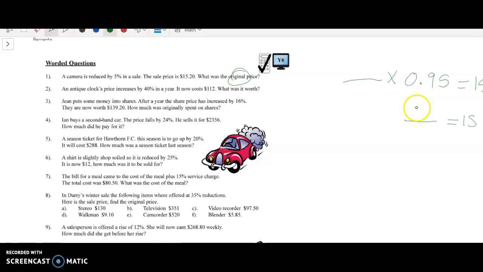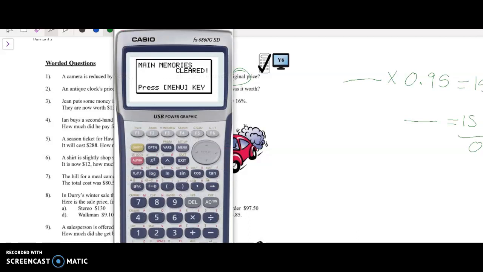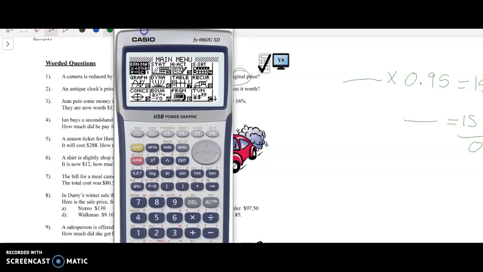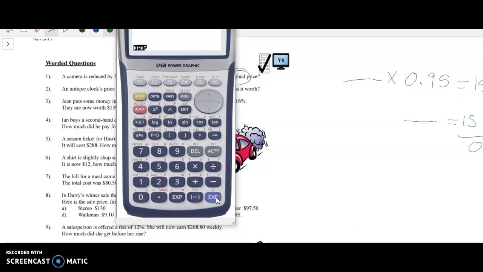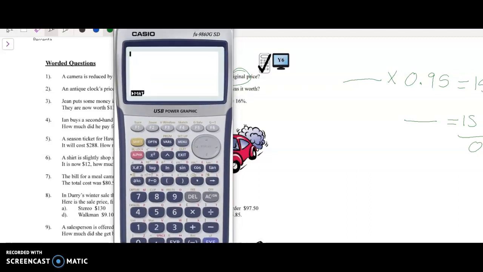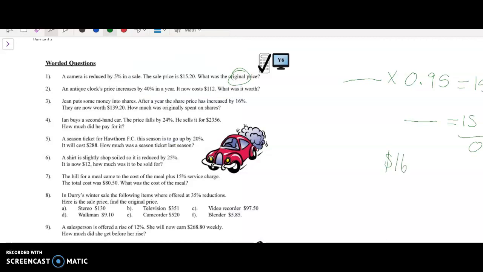So $15.20 divided by 0.95. If I put my little calculator up, that is going to be $15.20 divided by 0.95, and I get 16. So the original amount was $16.